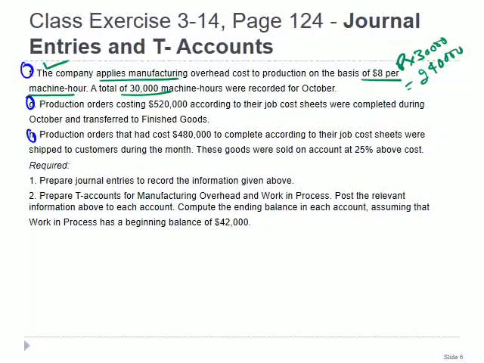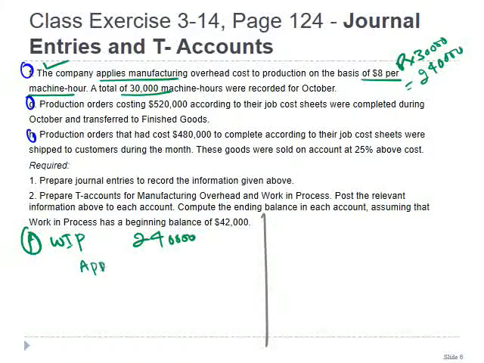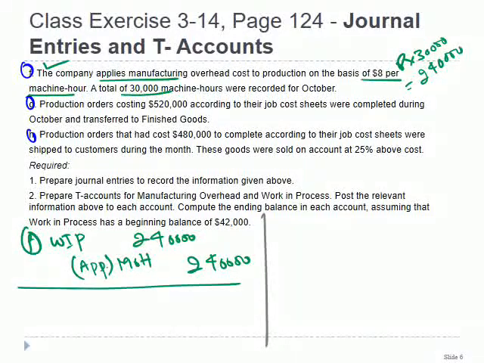So here the entry for the F part would be work in process 240,000. Since this is applied manufacturing overhead, which is the credit side of the manufacturing overhead, 240,000.